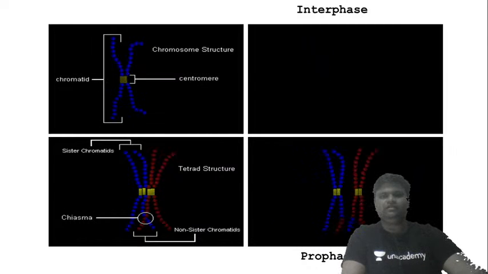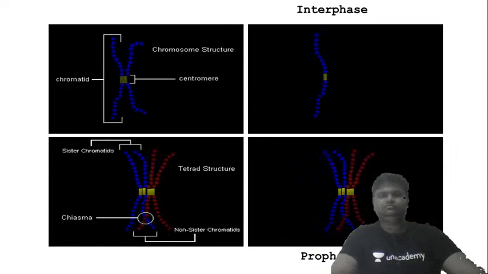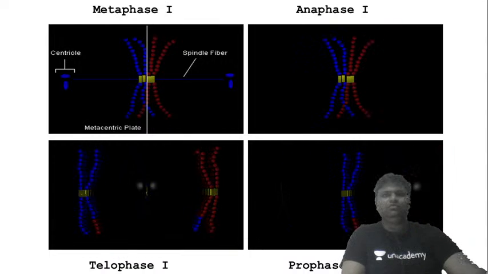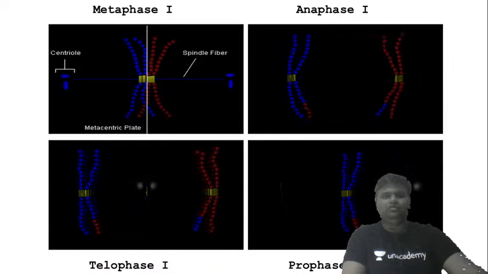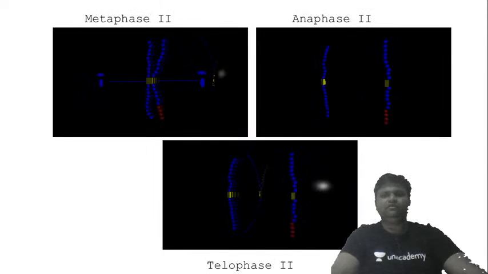But at the stage of prophase 1, the sister chromatids separate. Then there is metaphase 1, where the chromosomes lie at the equatorial plane and the spindle fibers are attached to the centriole. Then there is anaphase 1, where they separate and move towards the poles. Then there is telophase 1, where two different cells are starting to form, and then there is prophase 2. Similarly, there is metaphase 2, anaphase 2, and telophase 2.